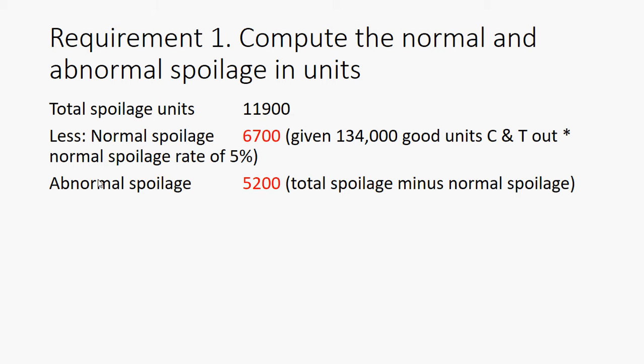To find abnormal spoilage, we take total spoilage units of 11,900 units, subtracted by normal spoilage of 6,700 units, to get a total of 5,200 abnormal spoilage units.